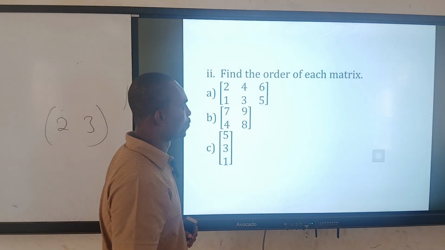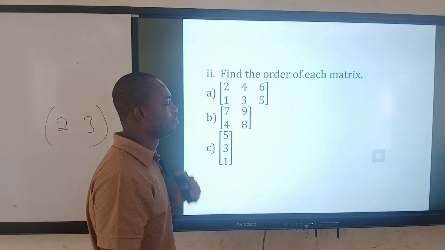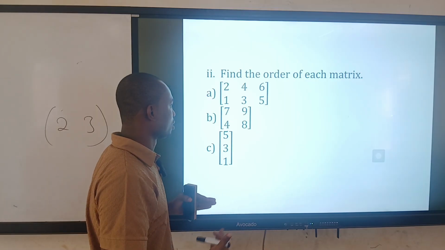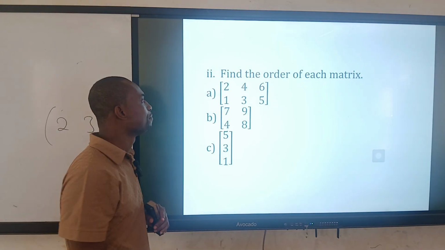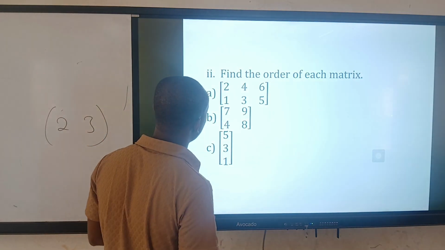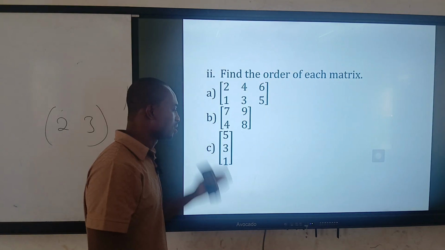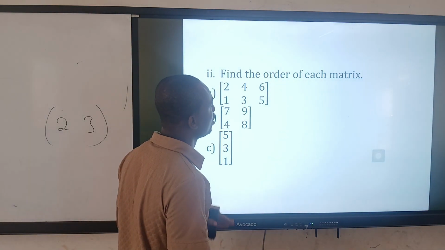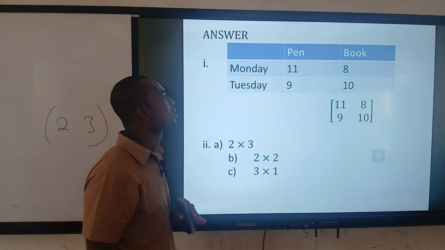Find the order of each matrix, the order. Okay, the order of these matrices. So A, what is the order of this matrix? B, what is the order of this matrix? C, what is the order of this matrix? So let's look at the answer here.